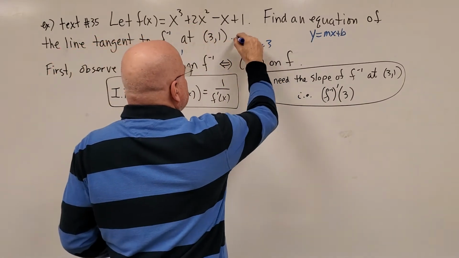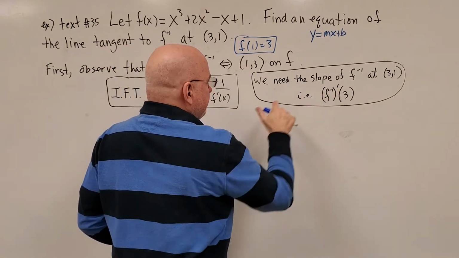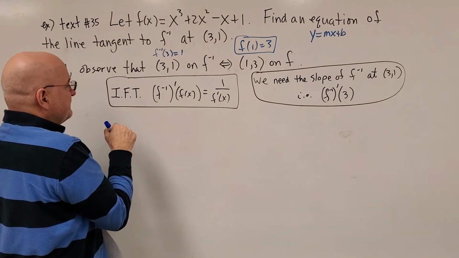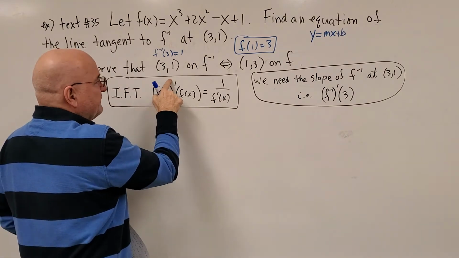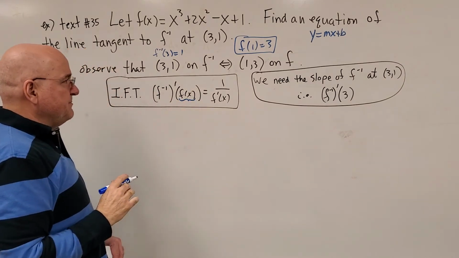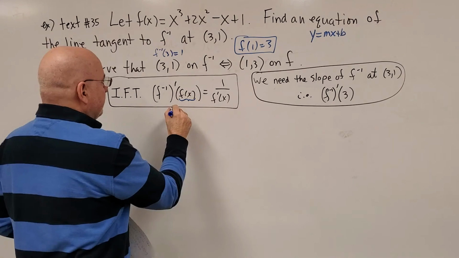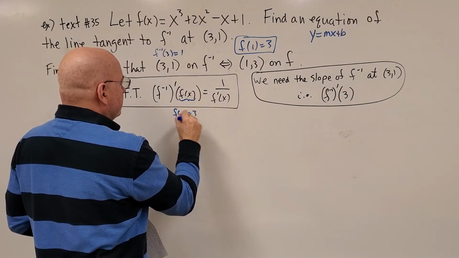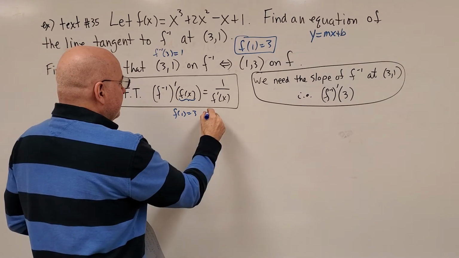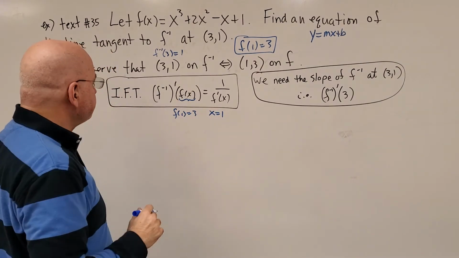Well, remember this. We need f inverse prime evaluated at 3. Well, the inverse function theorem has f inverse prime of, how do we get that to be a 3? f of what gives us 3? f of 1 is equal to 3. So all we need to do for this formula is plug in x equals 1.